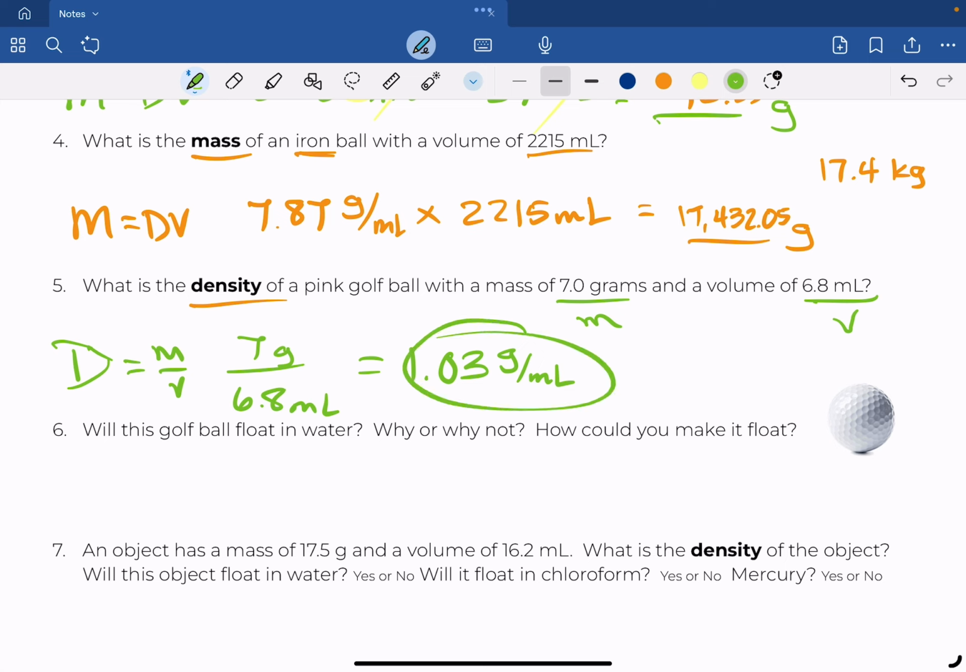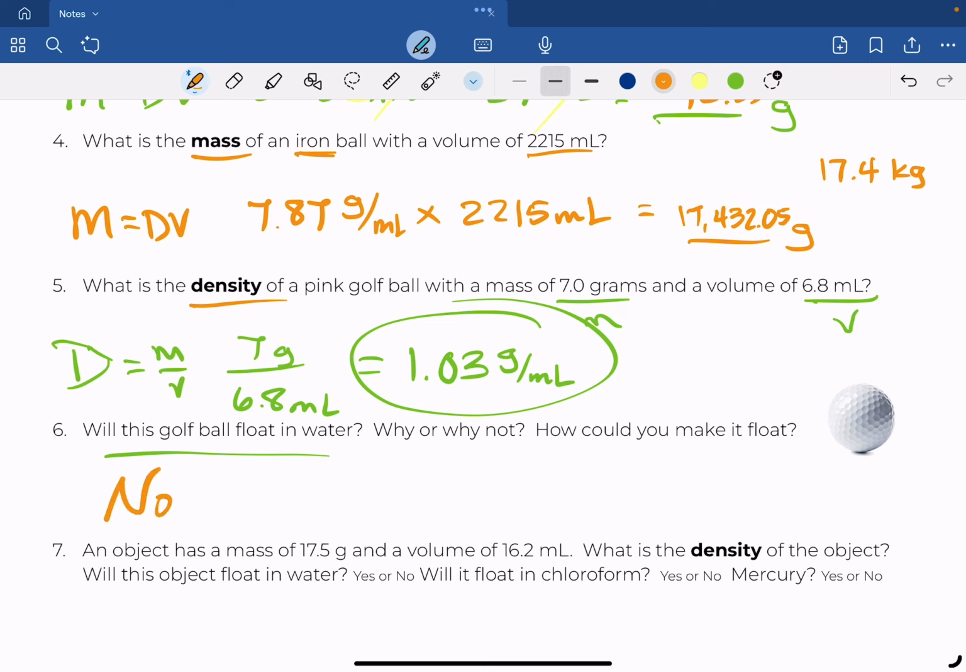And so we are slightly above 1 there. So will it float in water? No. It's going to sink. Why or why not? Well, the density is greater than 1 or less than 1. It is greater than 1, so it's going to sink.